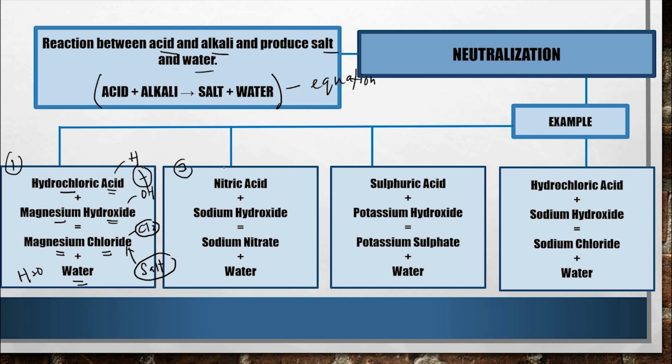Okay, the second one will be nitric acid reacting with sodium hydroxide. Nitric acid is a kind of acid and stands for H, while hydroxide stands for OH. They will react with each other to produce water, H2O. For sodium nitrate, this one is your salt. Okay, same goes for the third and the fourth example. It reacts between acids and alkali to produce salt and water. So the potassium sulfate here and also sodium chloride here are the salts produced after the neutralization process between acid and alkali.